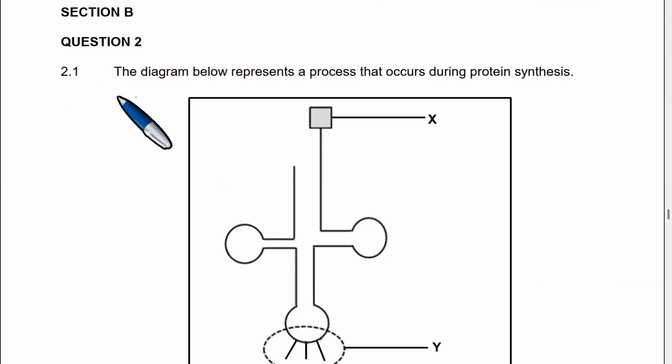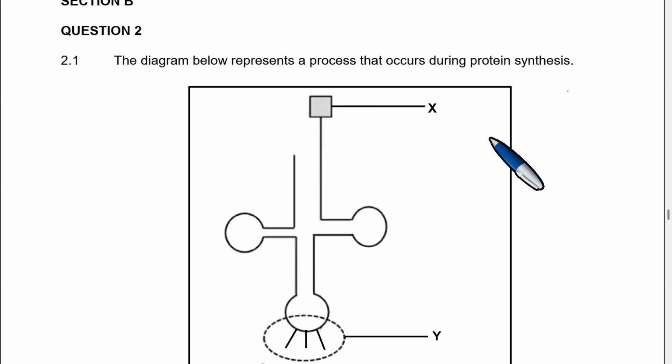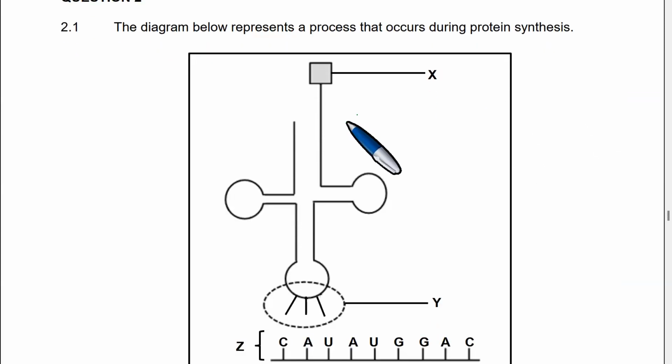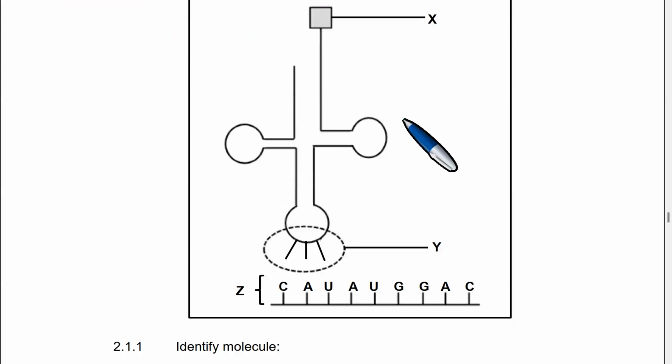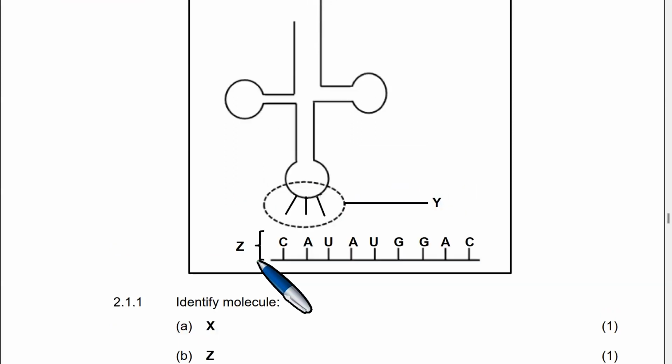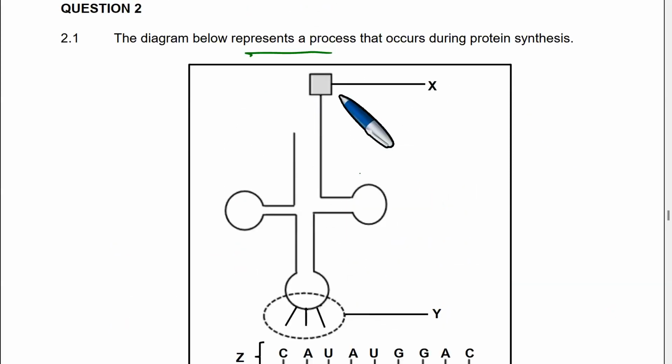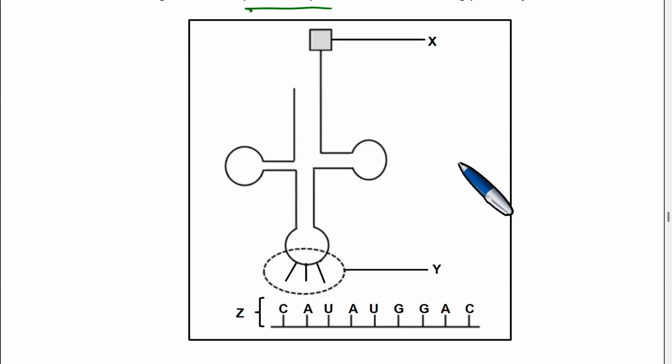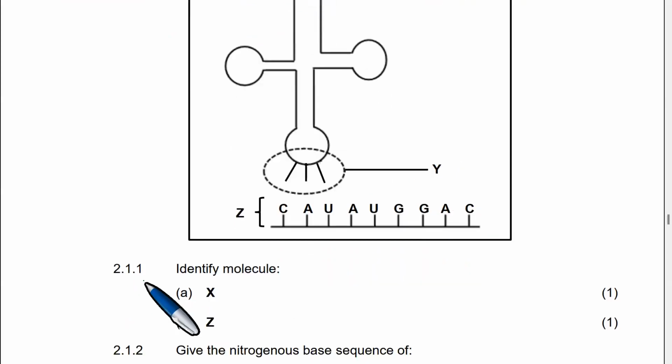For example, if you look at section B, question 2, the diagram below represents a process that occurs during protein synthesis. You have this process, the diagram, and that shows the process there. Let's answer some questions because these kinds of structures repeat themselves very often, and they're going to be there in the exam. Identify molecule X. What is X called in this structure? 2.1.1. Identify the molecule X, and then we're going to identify Z as well.